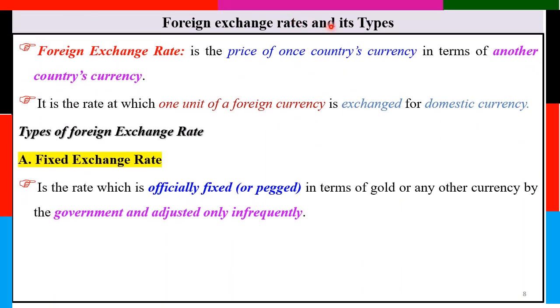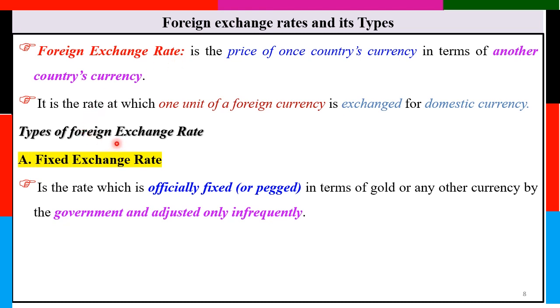Foreign exchange rates and its types. Since balance of payment and exchange rate go hand in hand, it is better to include the discussion of the foreign exchange rate and its types. Foreign exchange rate means the price of one country's currency in terms of another country's currency. For example, the USA dollar in terms of the Ethiopian birr exchange rate, this is what domain.